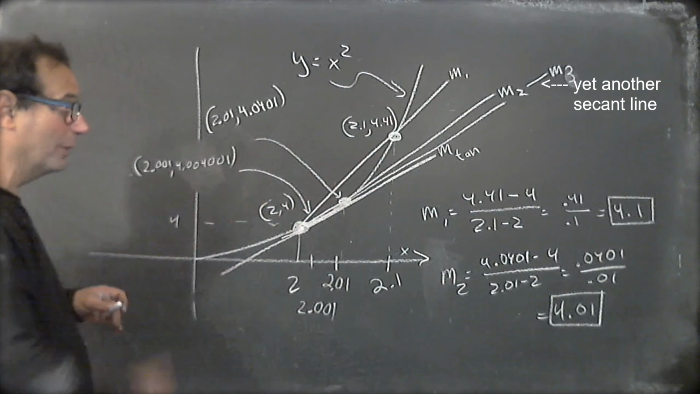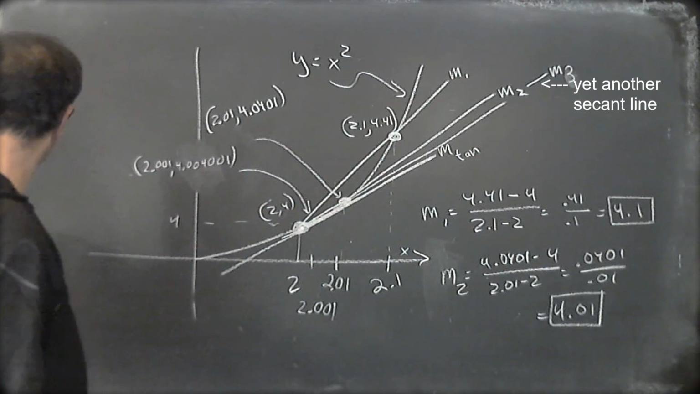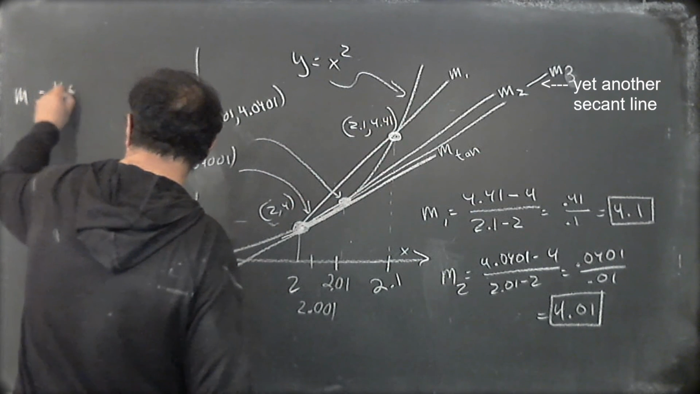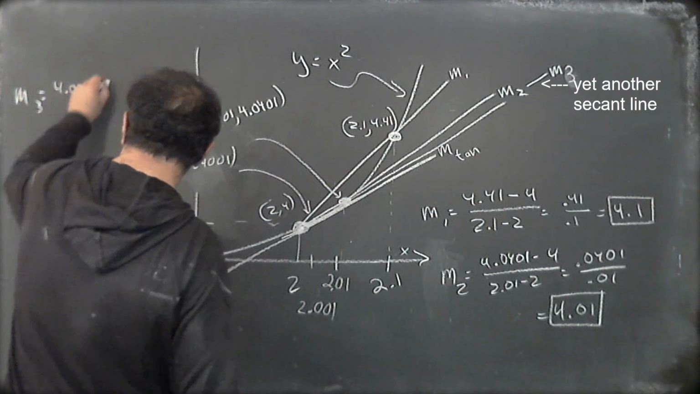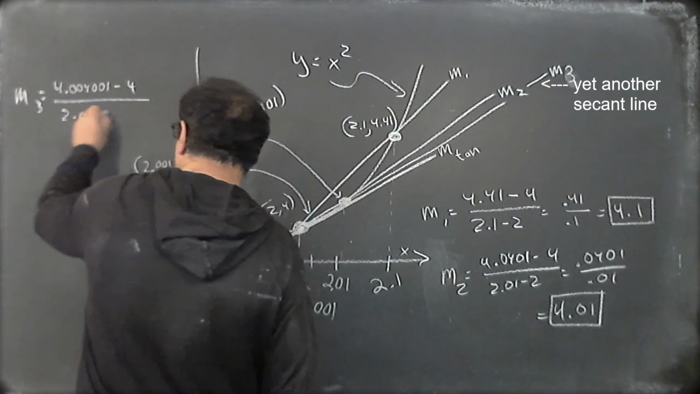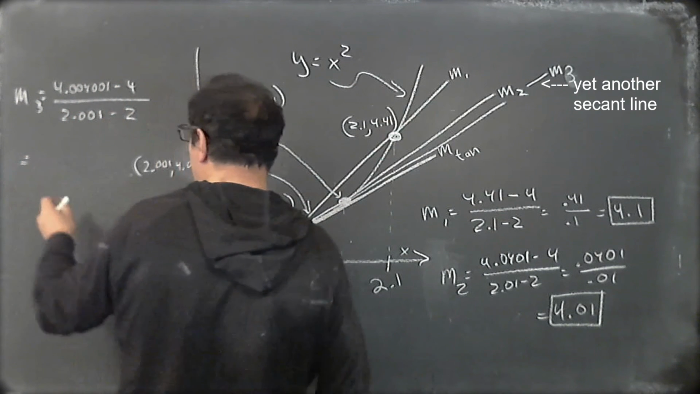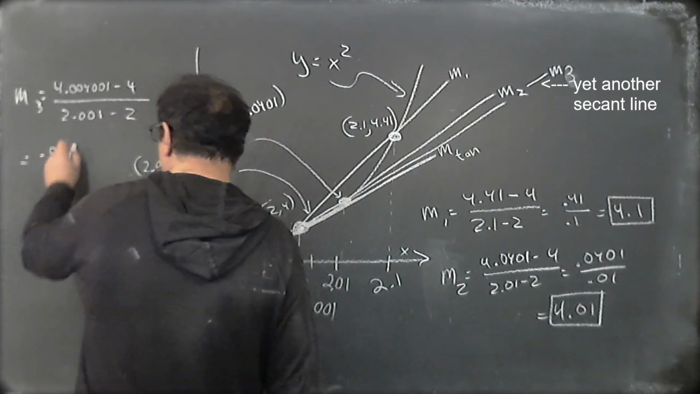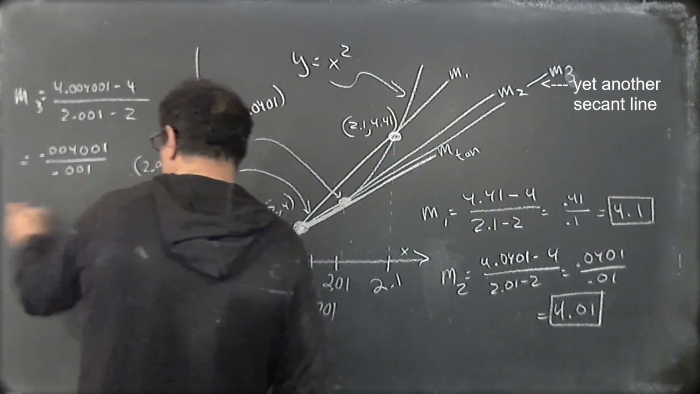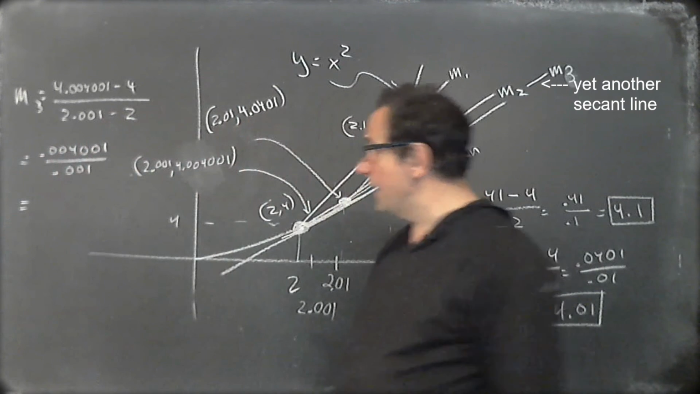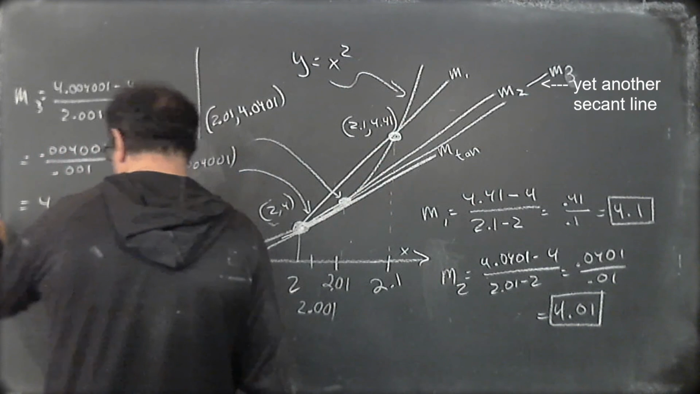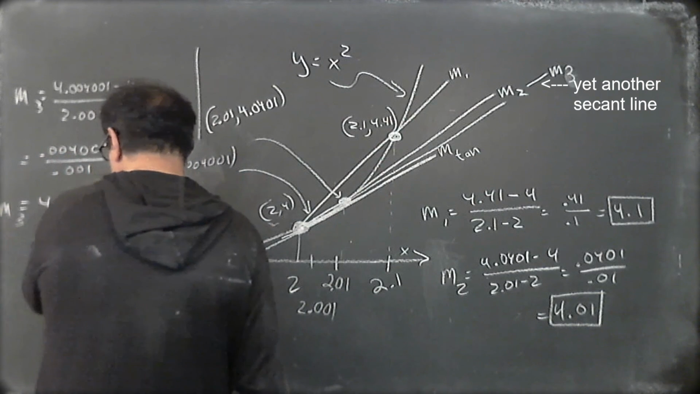Let's get the slope of the third line. So the slope of the third line, M3, is going to be equal to (4.004001 minus 4) over (2.001 minus 2), which is equal to 0.004001 over 0.001. And after multiplying top and bottom by 1,000, you guessed it, we get 4.001. And that's M3.